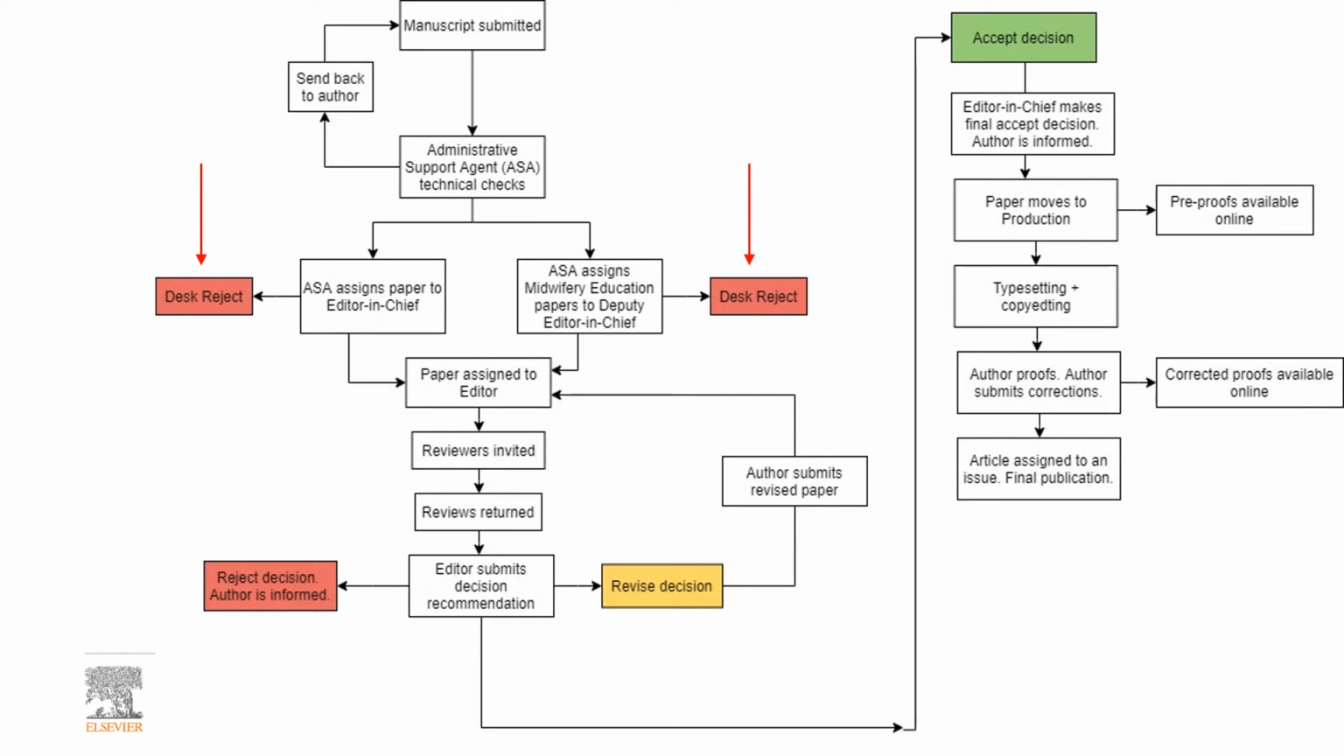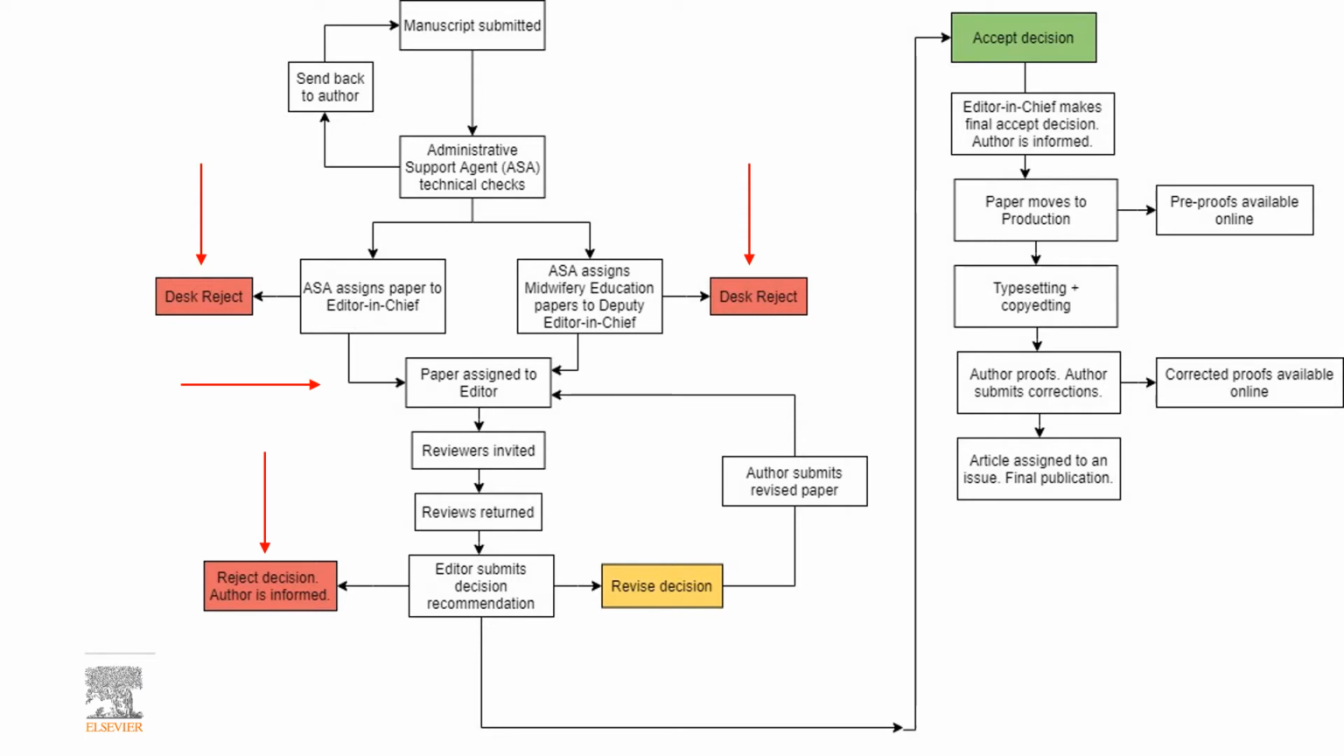The editors-in-chief assign papers to an editor. They invite reviewers. The reviewers are returned. I'll talk about peer review later. And then the editor submits a decision or a recommendation, and they can reject the manuscript at that point. Once it's been assigned to them, it's their manuscript. It doesn't have to come back to either of the editors-in-chief.